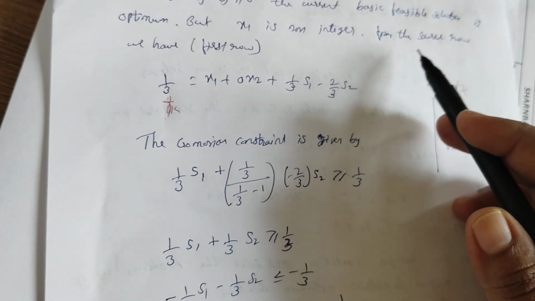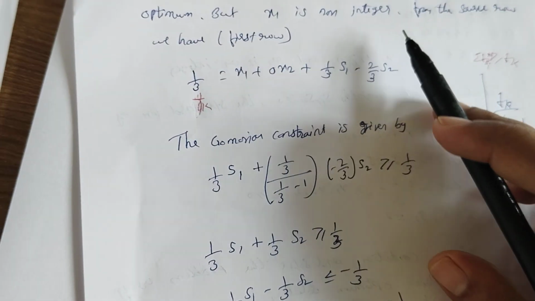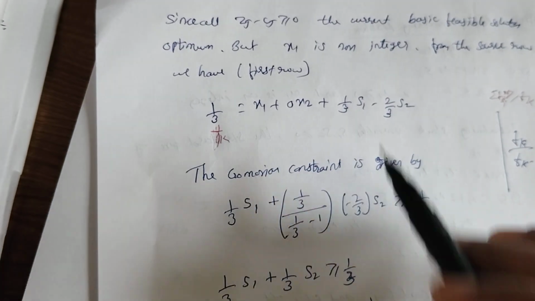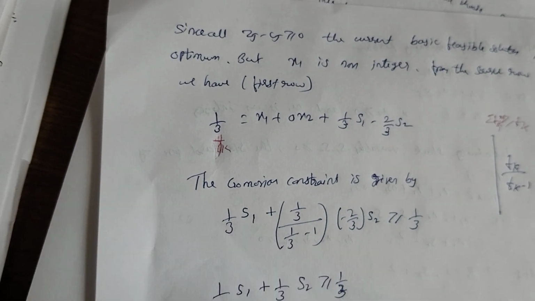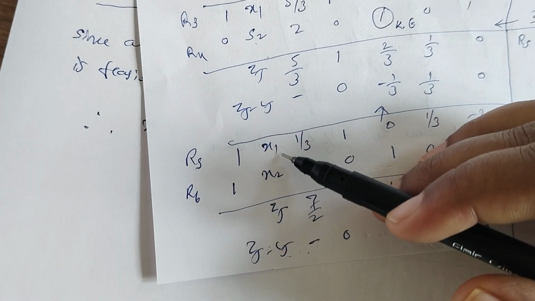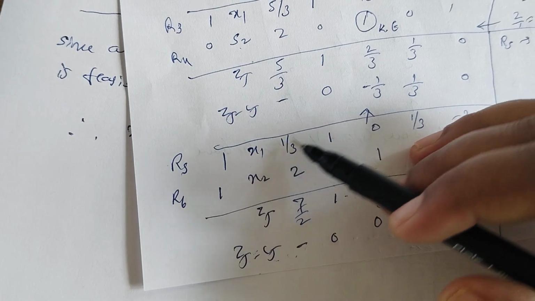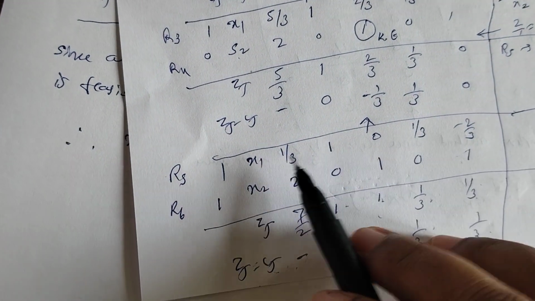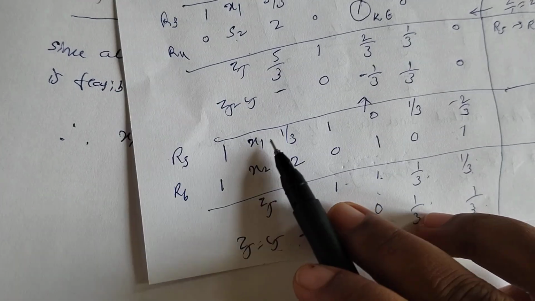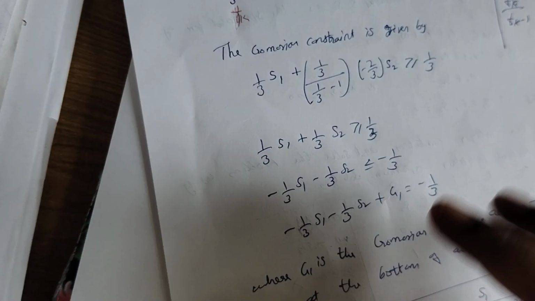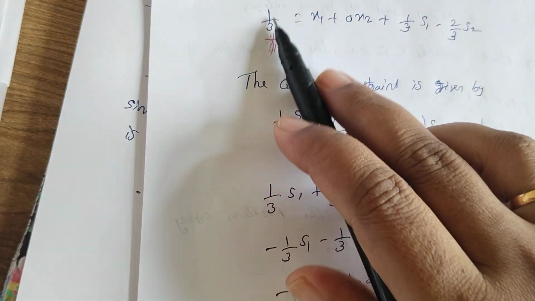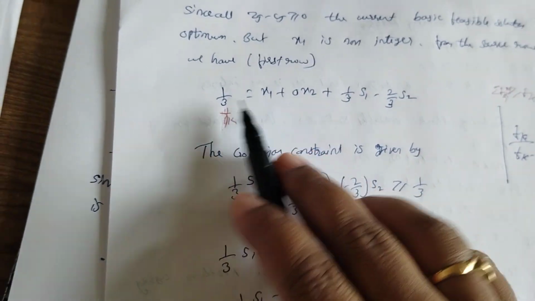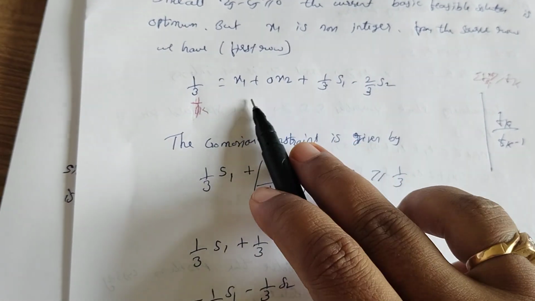Now we have to go for finding the Gomory constraint. For that we have to check whether all the values are integers or not. In the last table you got, the value of x1 is not an integer. So x1 came out as 1 by 3. So this first row becomes the source row. Pick out this source row separately. When you write that source row, it becomes 1 by 3 equals x1. That row is written again in the form of an equation.